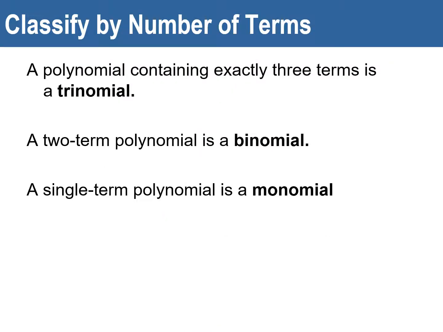A polynomial that contains exactly 3 terms is a trinomial, just like a triangle. A 2-term polynomial is a binomial, and a single-term polynomial is a monomial.